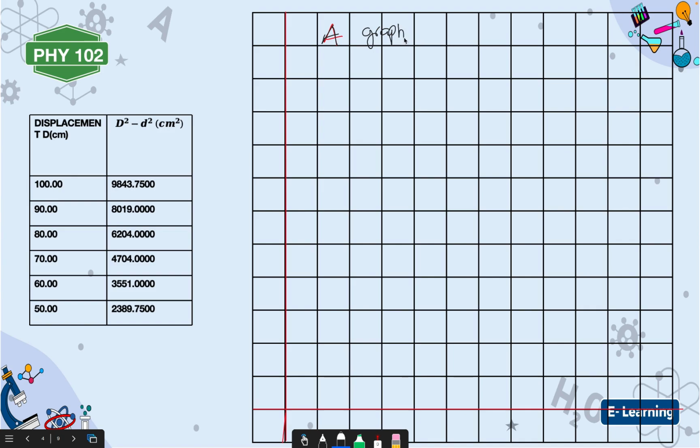A graph of d square minus d square against d square here. All right. Now that you've written that, let us choose a suitable scale.